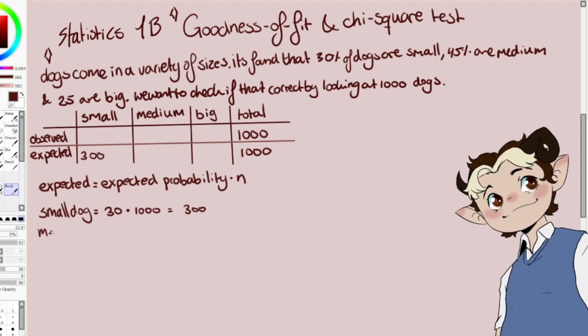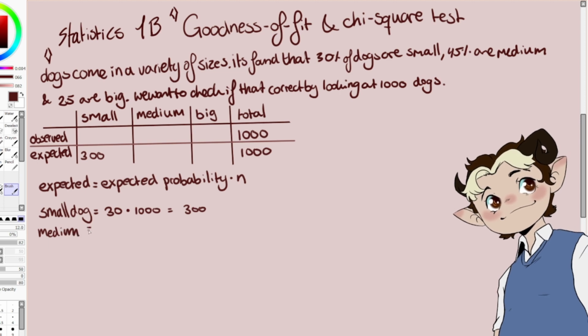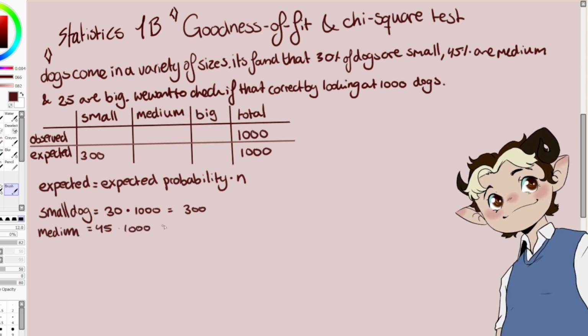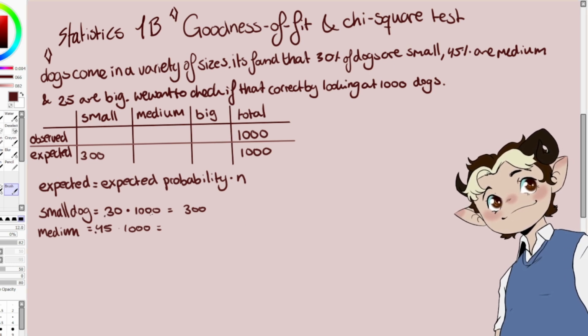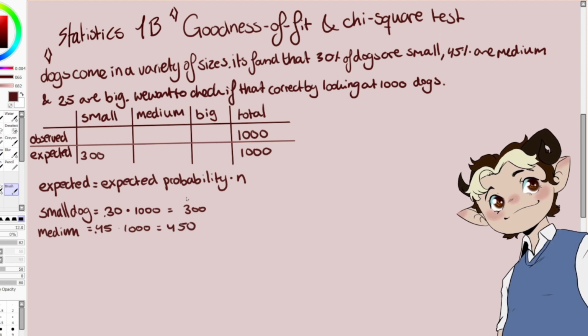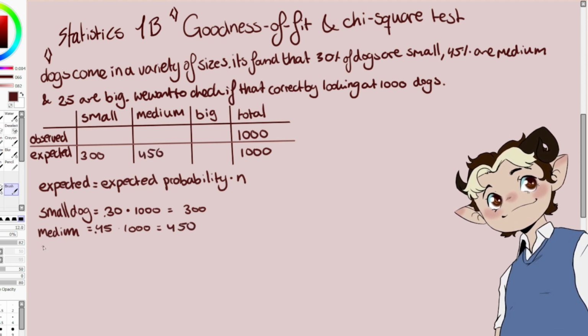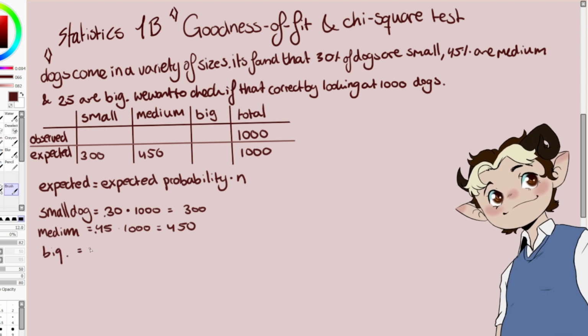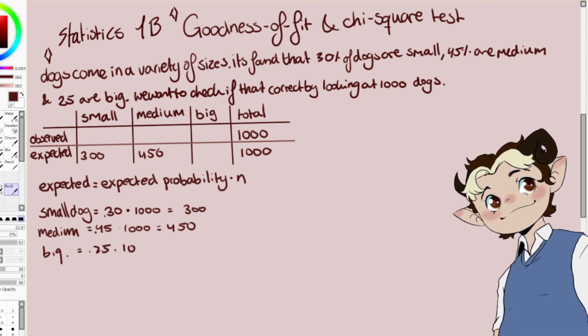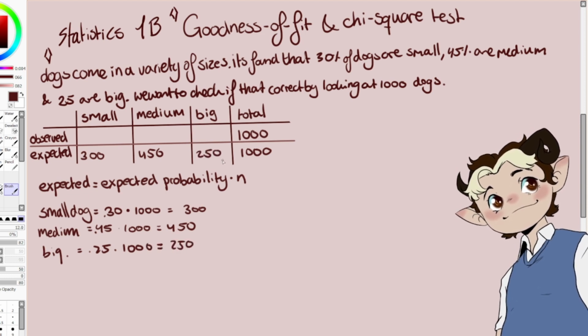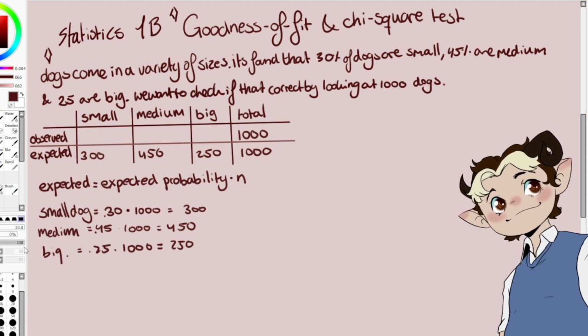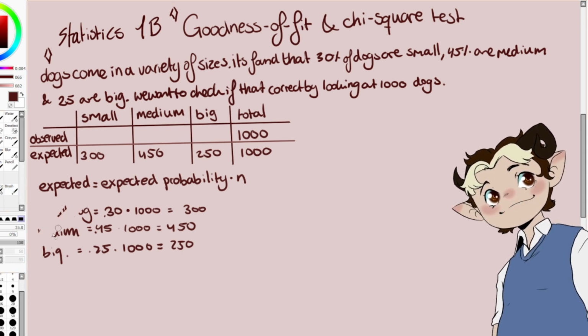Same with medium, which is 45% times 1,000, which is 450, and big, the probability is 25% times 1,000, which is 250. So that's our first step done. We now know how to get those.